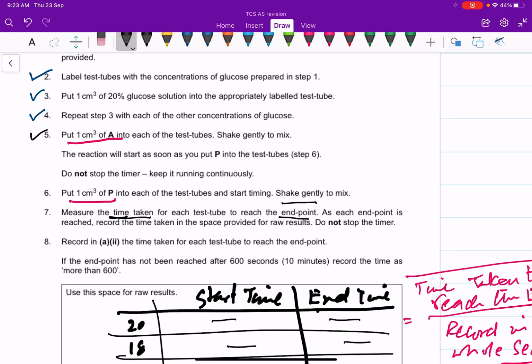So there may be difficulty in judging the end point, and there may be difficulty in starting and stopping, or due to reaction time error of the human, there may be difficulty in recording the time precisely, or there may be delay when the solution P has to be added into each of the test tubes.